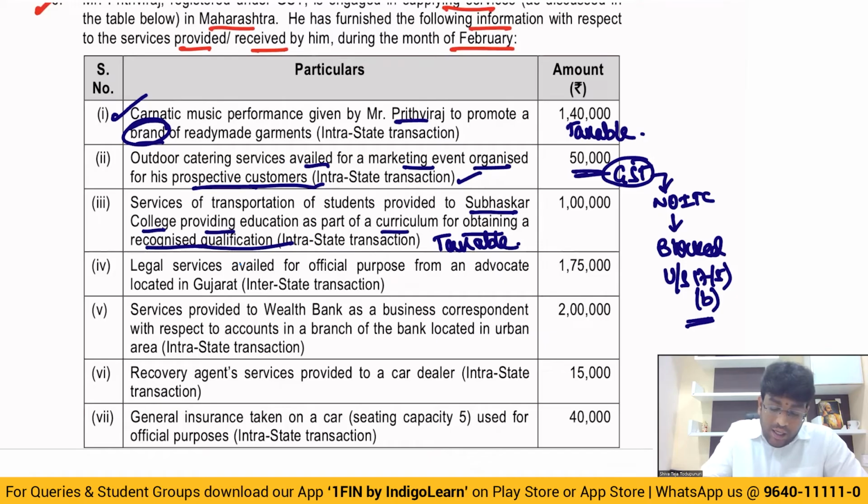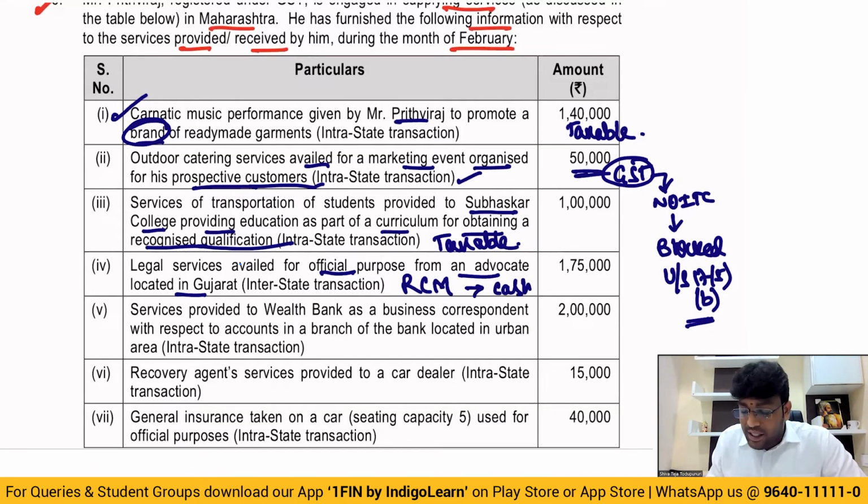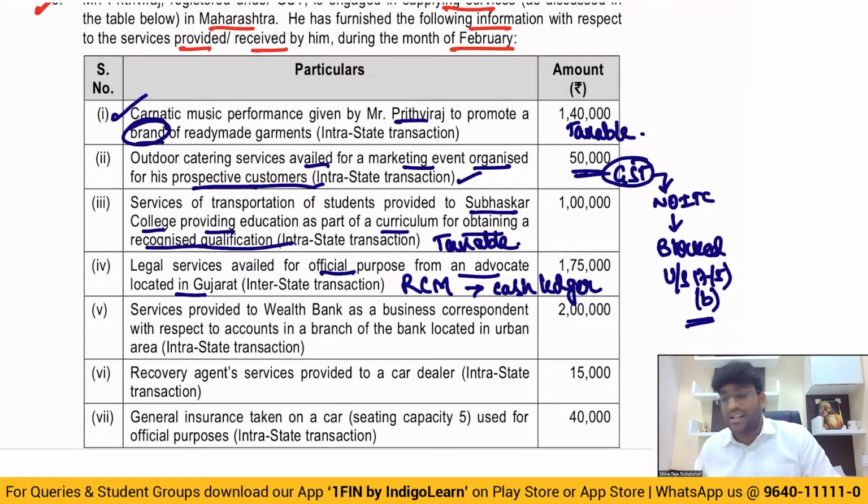Next. Legal service availed for official purpose from an advocate located in Gujarat. This we will definitely tax under RCM, and once it is taxable under RCM, we have to make the payment only using electronic cash ledger, my dear friends. Because I'm sure we all know that any tax payable under RCM should be paid only using the electronic cash ledger. Friends, correct or not? Come on, everybody, please reply.